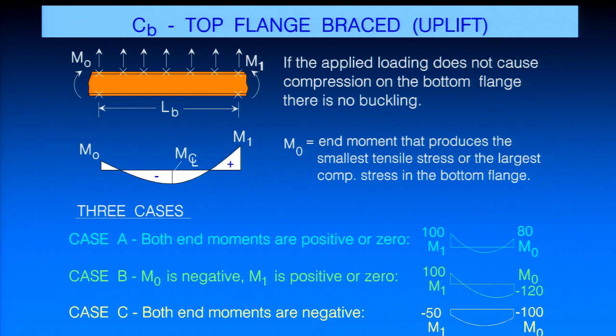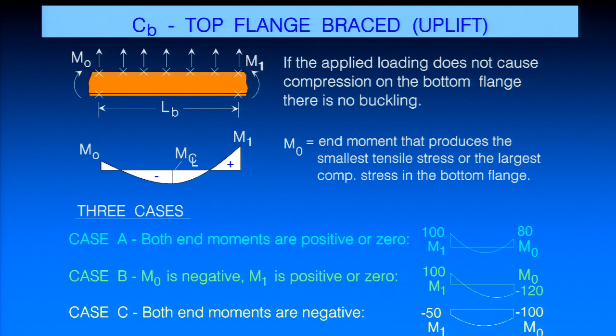Now, if you're looking at gravity load, you can use the equation on the previous slide. If it's wind load, though, you can end up getting enough uplift, if this is a flat roof, to where it can cause that bottom flange to go into compression. If it doesn't, you don't have a buckling issue. But if you get compression along the length of the section, then you can end up using some C sub B factors we're going to show here to evaluate your capacity.